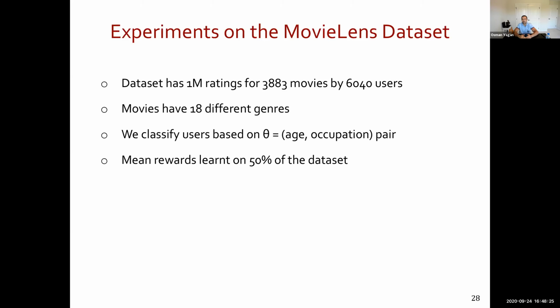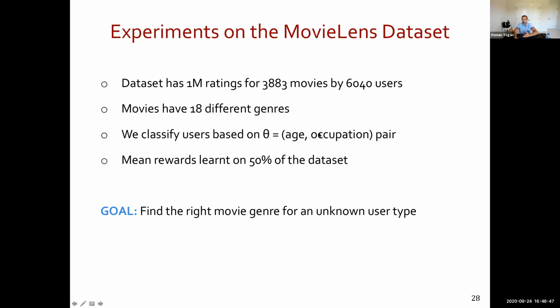What we do is take 50% of the data set to learn the mappings that our algorithm will be using, the mappings from theta to the mean rewards for each genre, and try to find the best possible genre for a given theta, an age and occupation pair, in a sequential way with the highest possible reward. And the rewards are here calculated in terms of the user ratings to different movies.